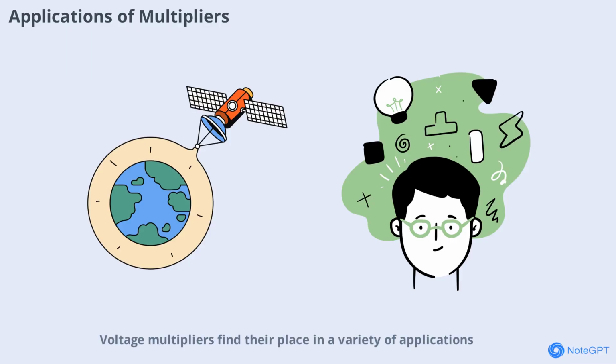photomultiplier tubes. Voltage multipliers find their place in a variety of applications where high voltage is needed but current demand is low. For example, they are essential in powering the display tubes of old televisions and oscilloscopes. They also play a role in scientific instruments and medical equipment. By efficiently stepping up voltage, these circuits enable devices to function without bulky transformers, making them more compact and lightweight.